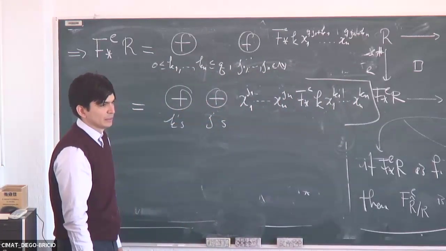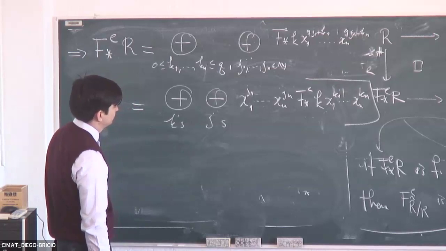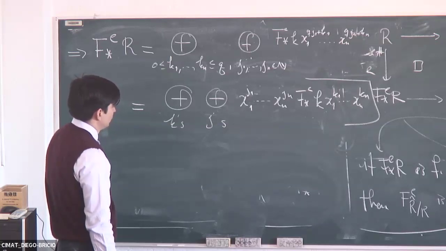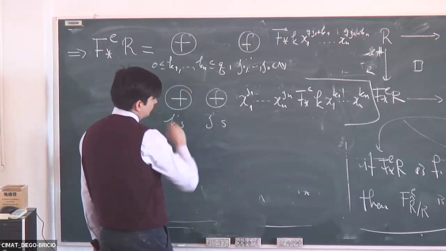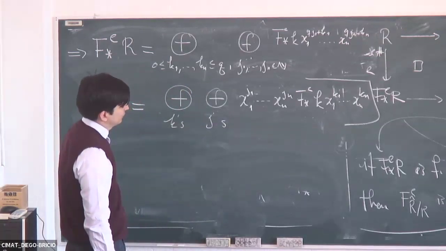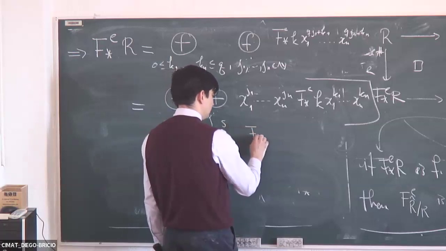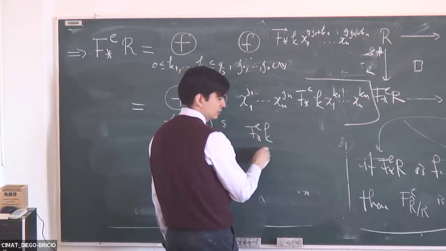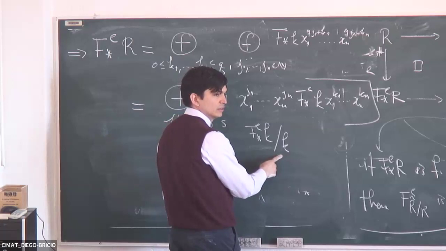Are you with me? What is slightly annoying is that now I'm going to need a basis. So now look up. Look at this. This is a field, right? So this is just a k-module over k. So it has a basis.